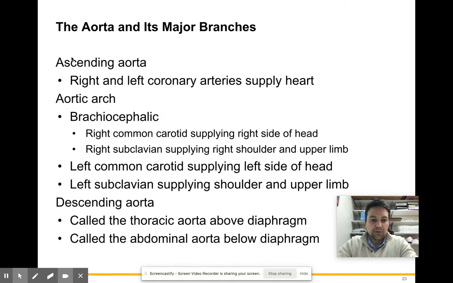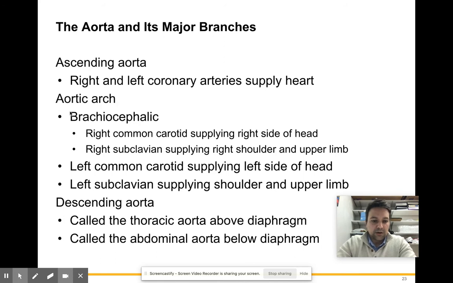Okay, so here are the ones that I need you to know. I need you to know the ascending aorta. The ascending aorta is the aorta that goes up from the heart towards the neck, and then it makes a curve downward, but it's the part that goes up. This is going to split, and I'm going to show you a picture of this, into the left and the right coronary arteries that supply the heart.